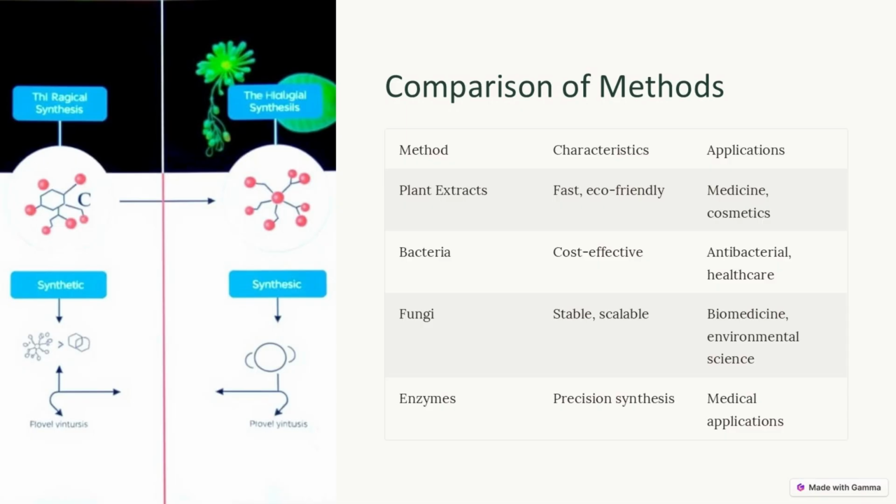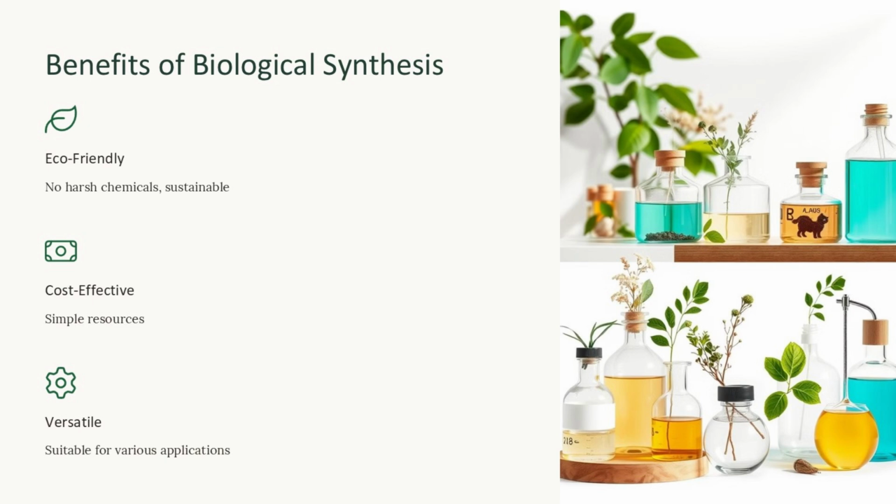To summarize, with plants, we use their natural compounds to make nanoparticles easily and safely. Bacteria use their cell processes to absorb metals and convert them into nanoparticles. Fungi are powerful because of their enzymes and proteins, which can produce very stable nanoparticles. Enzymes allow precise control, creating nanoparticles with exact sizes and shapes.